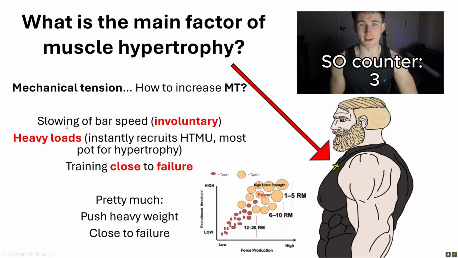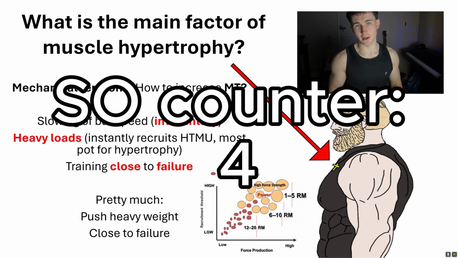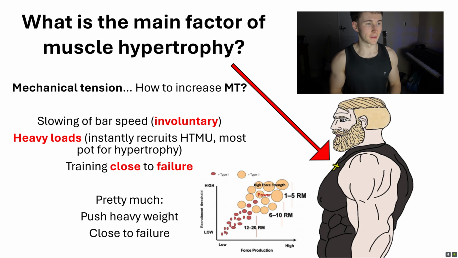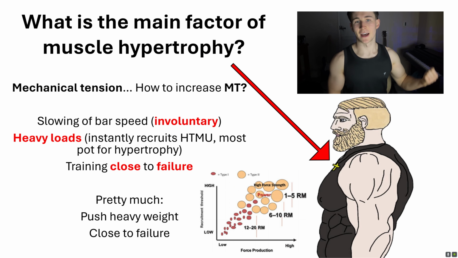Slowing of bar speed involuntarily. So this means you are pushing with a high amount of force, and the bar slows down without you controlling the bar slowing down. This could be if you were curling, it doesn't have to be a bar, it's anything, the weight you're lifting, the resistance. You're curling the weight, and it's slowing down even though you're pushing as hard as you can. That is what that means.